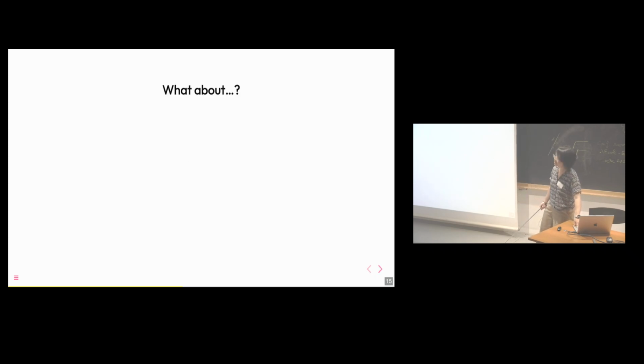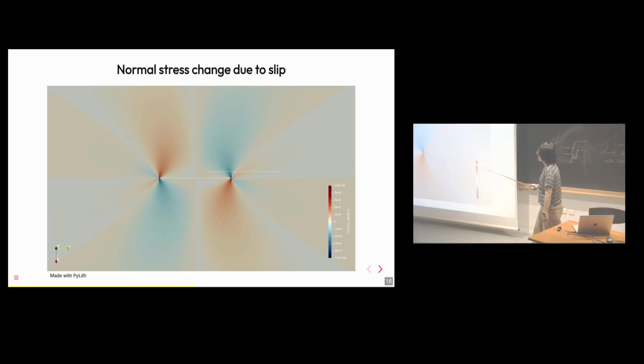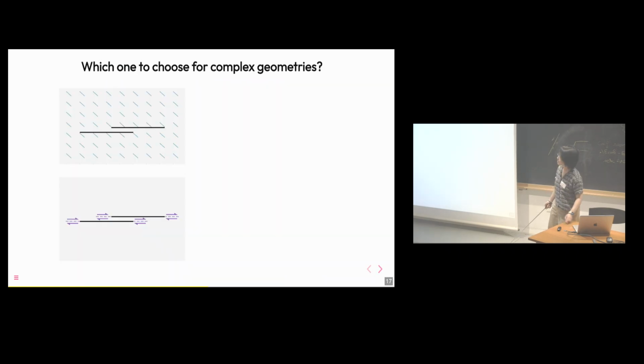But what about when you have two faults? Or when you have rough faults? So when you have more than one fault and it's not planar, the slip on one fault will generate normal stress change on the other fault, well, in addition to the shear stress that it imposed. And this will keep accumulating. So now, which one do you think is better?